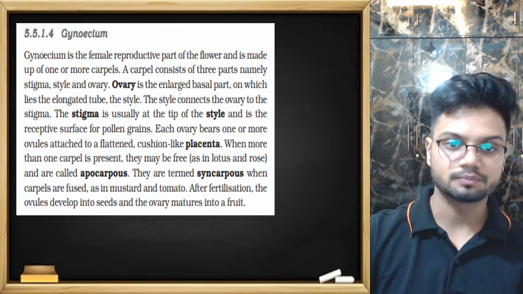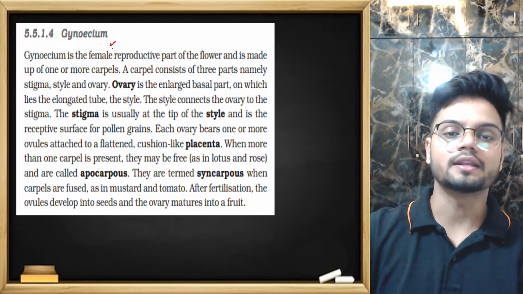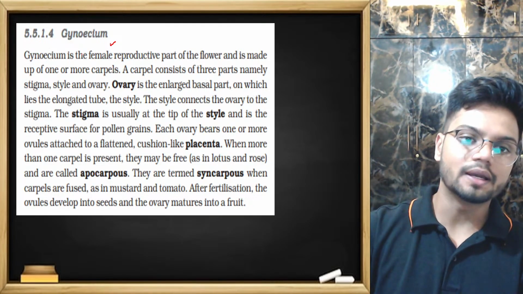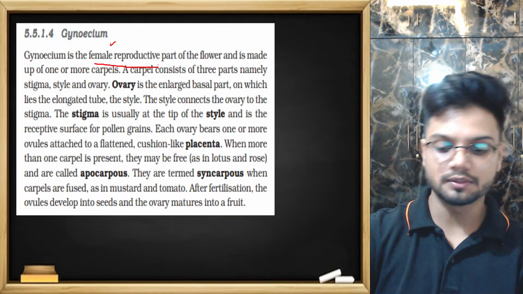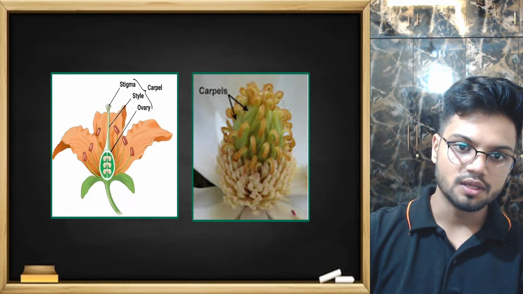So next one is gynoecium. Understand the gynoecium structure now. All of you know, gynoecium is the female reproductive part. Gynoecium right here, can you see?